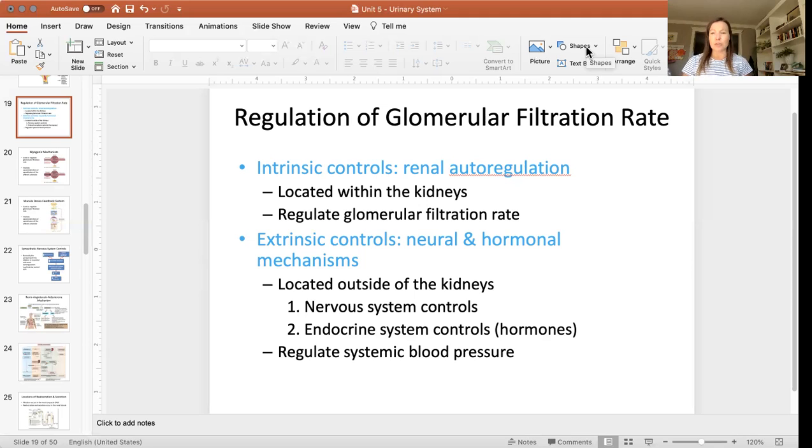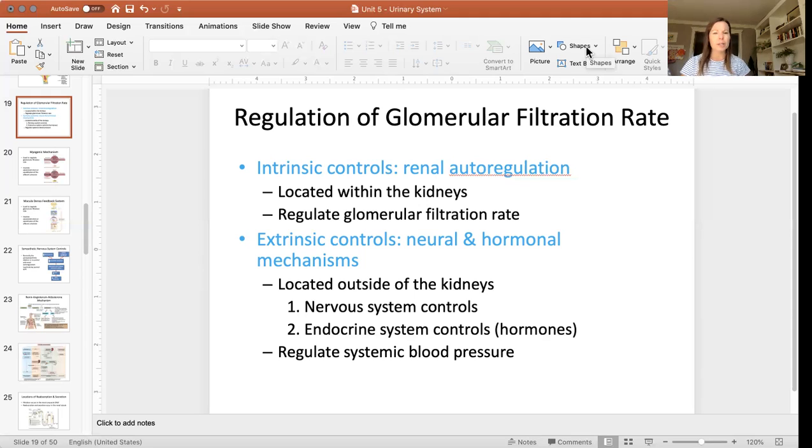So basically, these intrinsic controls are in place to maintain a constant, steady filtration rate, no matter what is going on in the body. The major factor that influences filtration rate is blood pressure. And throughout the day, there are many changes that are taking place to blood pressure. It's increasing, it's decreasing, but regardless of those changes, it's important to maintain a constant filtration rate so that wastes and excess substances continue to be filtered out of the blood so that they don't build up.